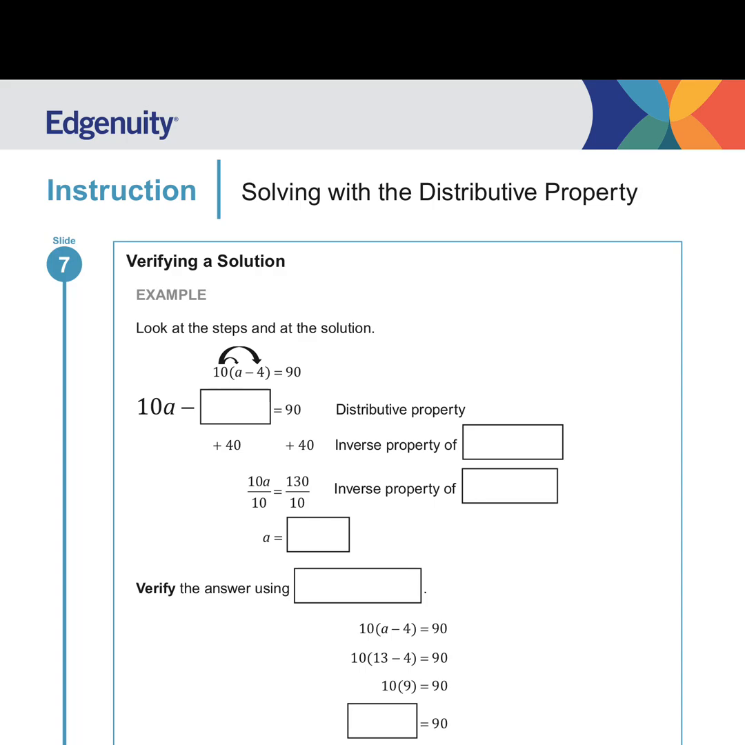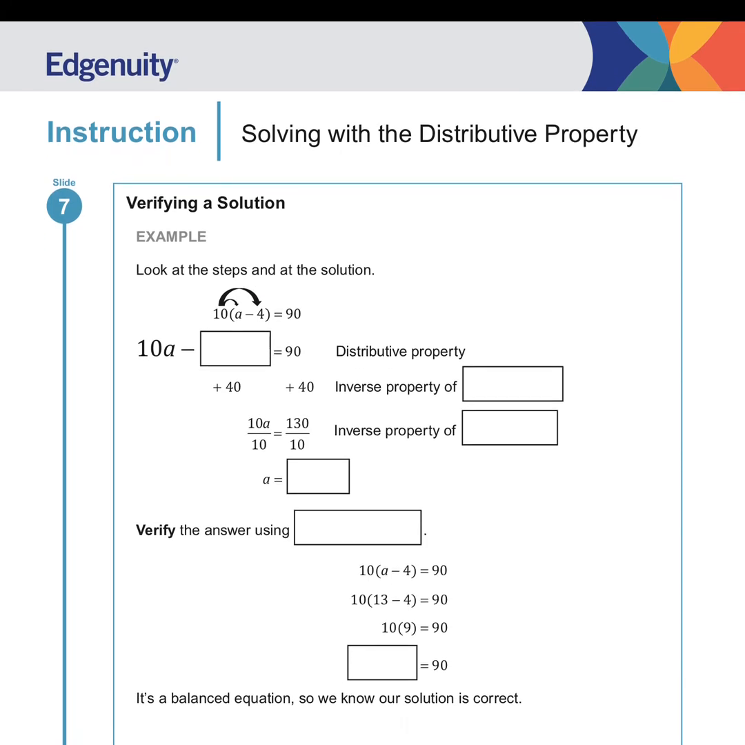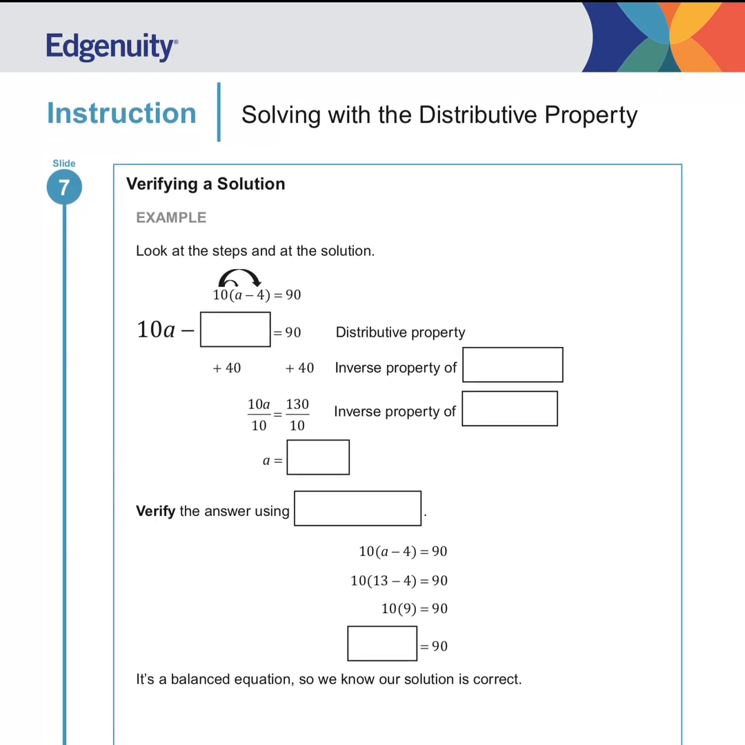So the next one, verifying a solution. So look at the steps and at the solution. So again, first step, distributive property. I have my 10a minus 10 times 4, which is 40. Okay? Now, I use my inverse property of addition and add 40 to both sides, right? That gives me, so 0 plus 0 is 0. Let me work it out over here.